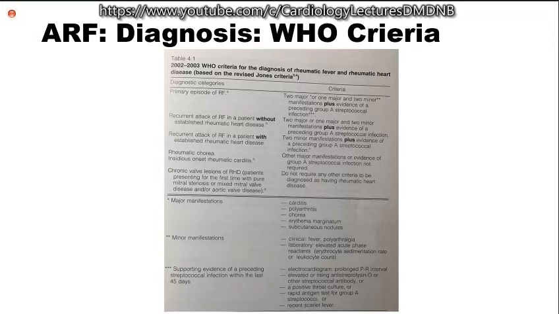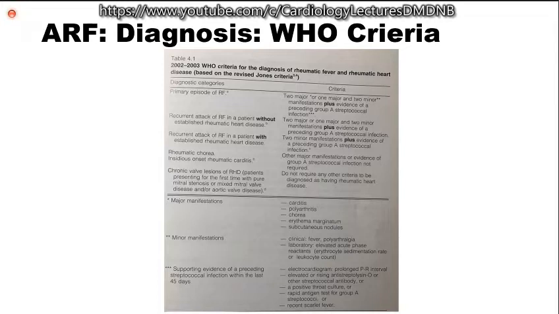Two major or one major and two minor manifestations plus evidence of preceding group A streptococcal infection, as usual. Recurrent attack of rheumatic fever in a patient without established rheumatic heart disease: when will you diagnose that there is a recurrence of acute rheumatic fever in a patient who did not have any evidence of acute carditis? Two major or one major and two minor manifestations plus evidence of preceding group A streptococcal infection, as usual.